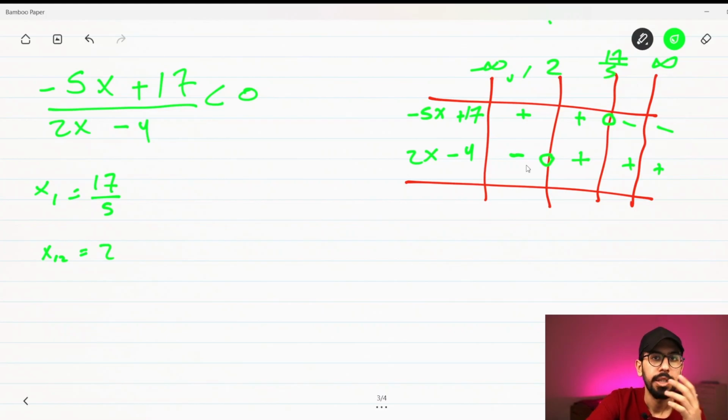So now I think we understand the concept behind this method, and then we can solve it very easily. Okay, plus multiplied by negative is negative. Plus multiplied by plus is plus. Negative multiplied by positive is negative, and negative by negative is positive.